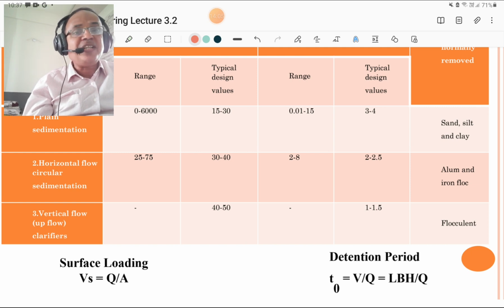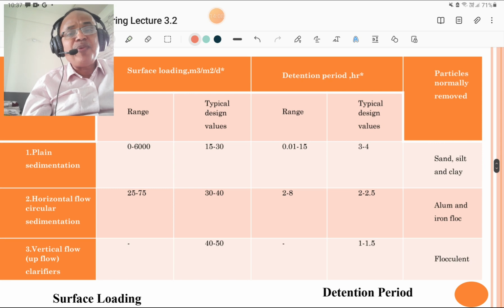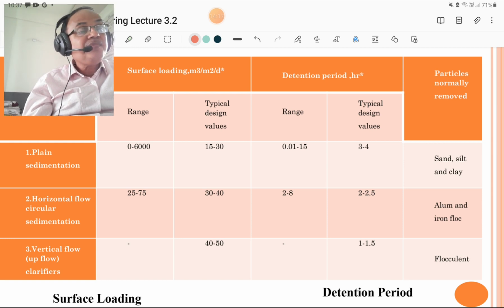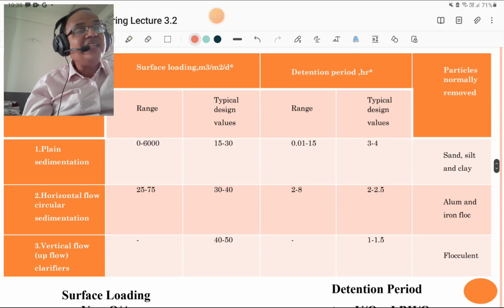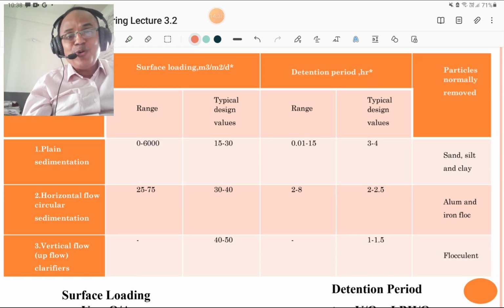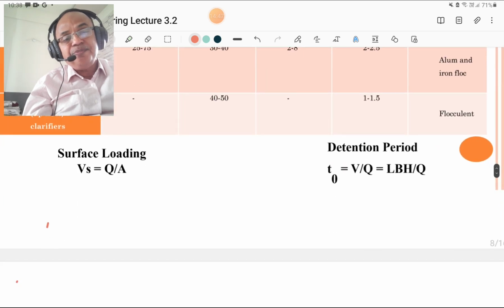Study all these formulas for the exam, and you must know that for plain sedimentation we can remove sand, silt and clay. For horizontal flow type of sedimentation tank we can use alum, and we can remove the fine particles or iron floc. And for vertical flow type of tank, flocculants are used. So you must know that alum is used in horizontal flow, flocculants in vertical type, and the particles normally removed during plain sedimentation are sand, silt and clay. For horizontal flow, alum and iron floc, and for vertical flow, all flocculants.